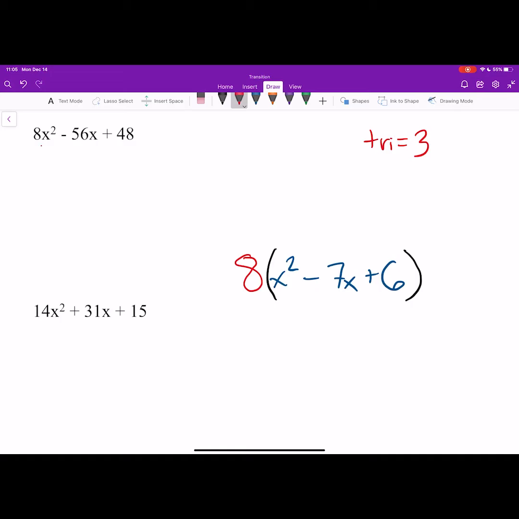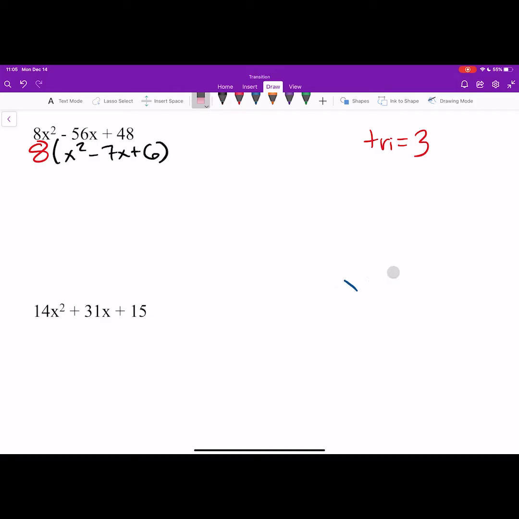And as you can see, once I factored out that greatest common factor, what I was left with was this new trinomial that I have in the parentheses. This new trinomial is what I'm actually going to be factoring now. So I'm going to use those numbers. I'm going to use this a and this c to work through my x problem.